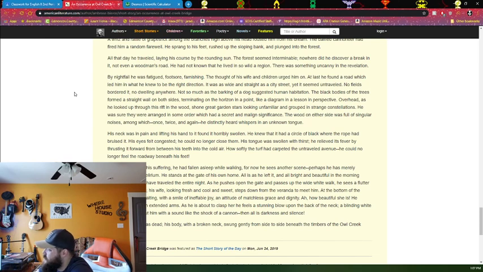At the bottom of the steps, she stands waiting, with a smile of ineffable joy, an attitude of matchless grace and dignity. Ah, how beautiful she is! He springs forward with extended arms. As he is about to clasp her, he feels a stunning blow upon the back of his neck. A blinding white light blazes all about him with a sound like the shock of a cannon. Then all is darkness and silence. Peyton Farquhar was dead. His body, with a broken neck, swung gently from side to side beneath the timbers of the Owl Creek Bridge.